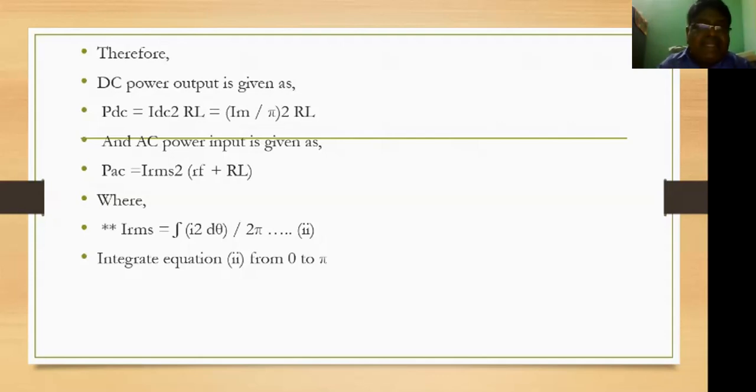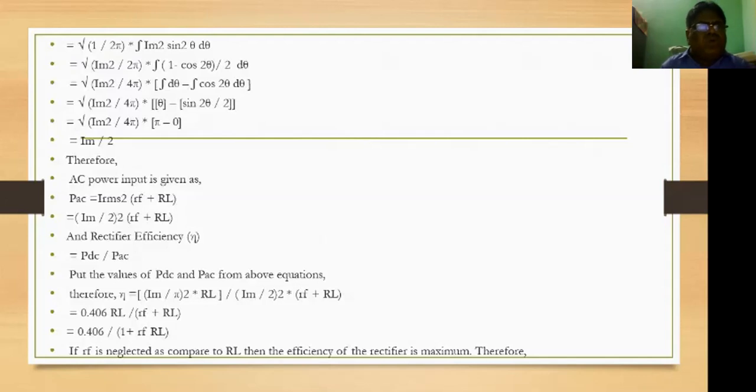Now, integrating equation number 2 from 0 to pi. What happened? So, root of 1 by 2 pi into the integral of Im square sin square theta d theta, that is root of Im square by 2 pi into the integral of 1 minus cos 2 theta by 2 into d theta, since sin square theta is equal to 1 minus cos 2 theta by 2.